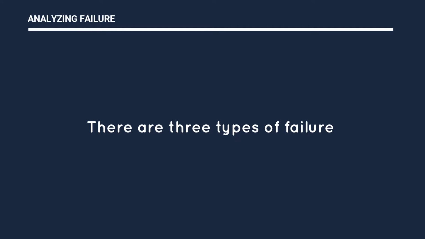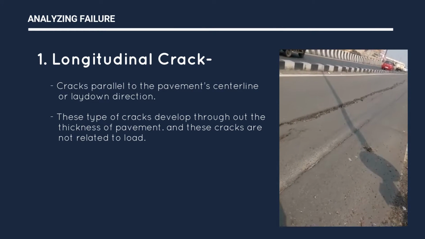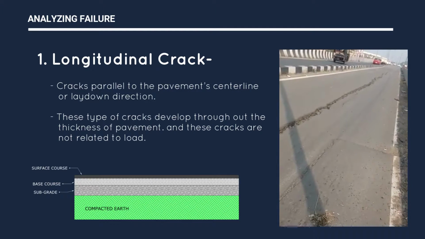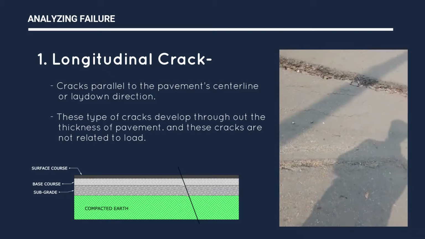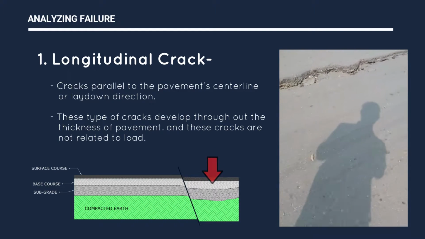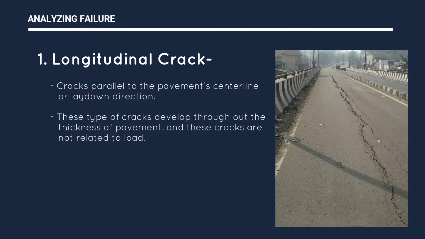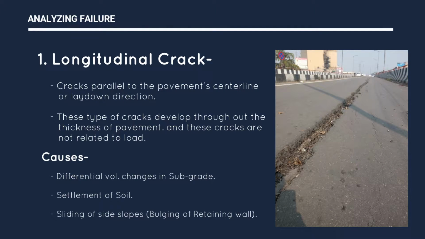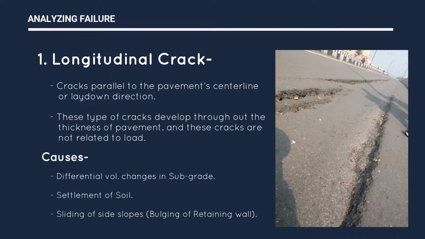So, there are three types of failure. Longitudinal crack. This type of crack develops parallel to the centerline or lay-down direction of the road. These cracks develop throughout the thickness of the pavement, that means from surface to subgrade, and these cracks are not load-related. Longitudinal cracks are caused due to differential volume change in subgrade, settlement of soil, or sliding of side slopes, but in this case, it is due to the bulging of the retaining wall.